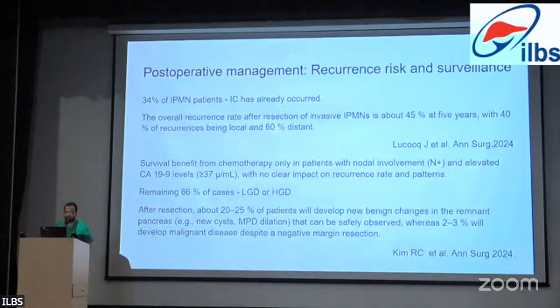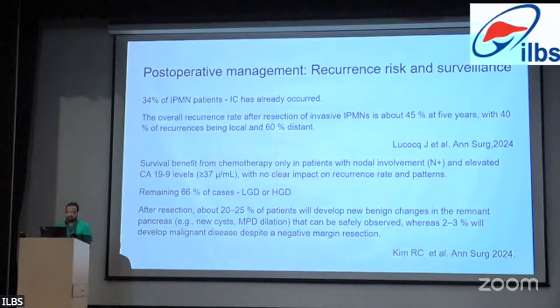Postoperative management. In 34% of the IPMN patients, invasive carcinoma has already occurred. The overall recurrence rate after resection of the IPMN is about 45% at 5 years, with 40% being local and 60% being distant. The survival benefit from chemo is only in patients with nodal involvement and elevated CA19-9 levels, with no clear impact on recurrence rate or patterns.